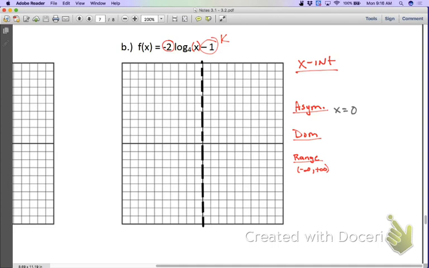Solve for my x-intercept. Whenever I solve for my x-intercept, I'm going to have 0 equals negative 2 log base 4 of x, and then minus 1. So what do I need to move over first? I remember, I want to get log base 4 of x by itself. So what do I need to do first? Add 1. So I have 1 equals negative 2 log base 4 of x.